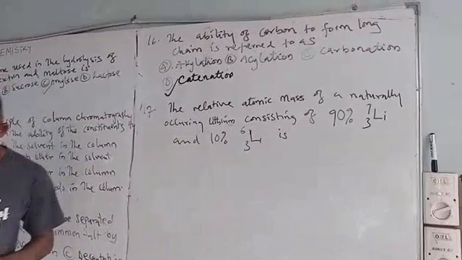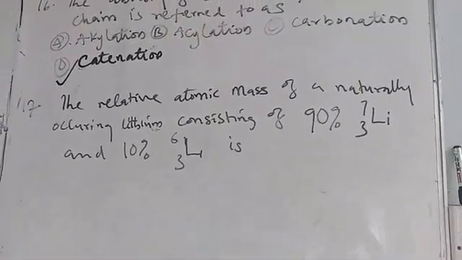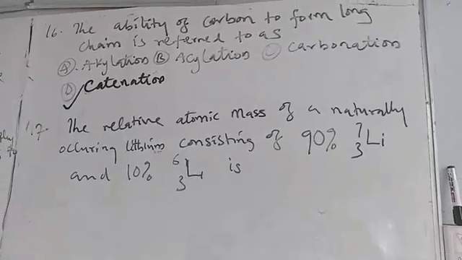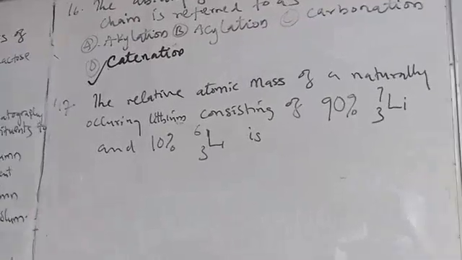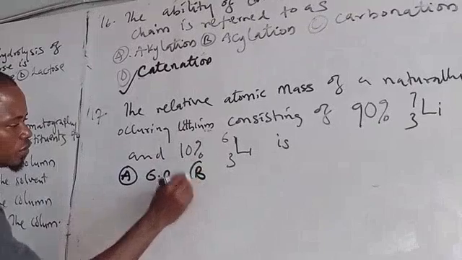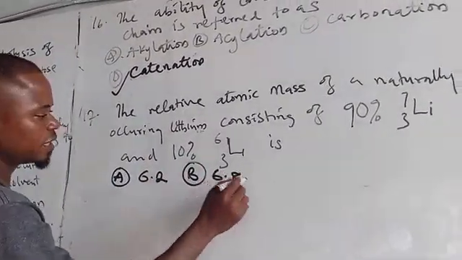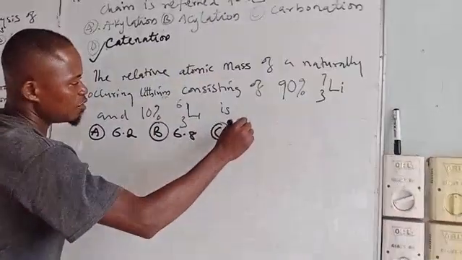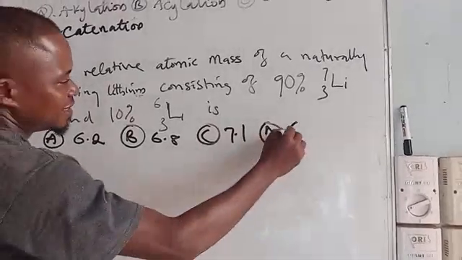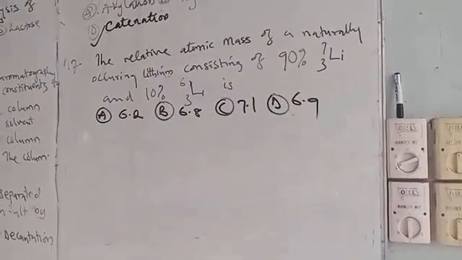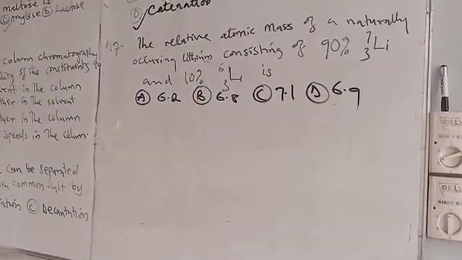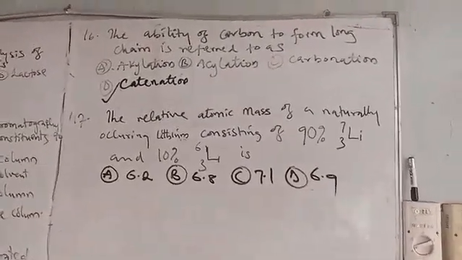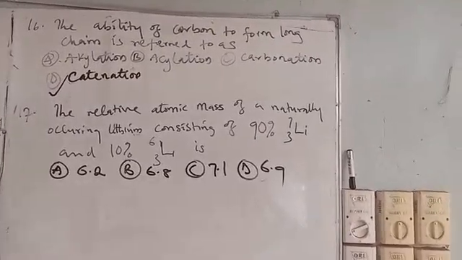Question number 17. The relative atomic mass of a naturally occurring lithium consisting of 90% lithium-7 and 10% lithium-6 is option A, 6.2, option B, 6.8, option C, 7.1, option D, 6.9. So the question again, the relative atomic mass of a naturally occurring lithium consisting of 90% lithium-7 and 10% lithium-6 is A, 6.2, B, 6.8, C, 7.1, D, 6.9.